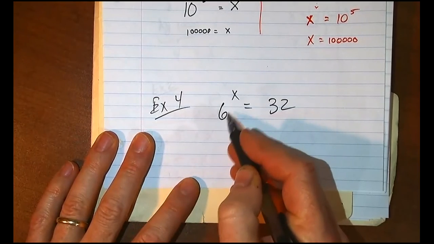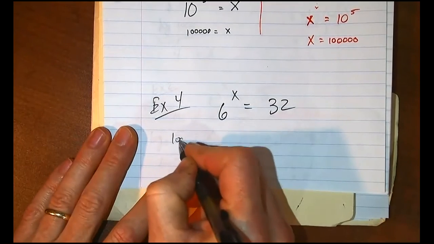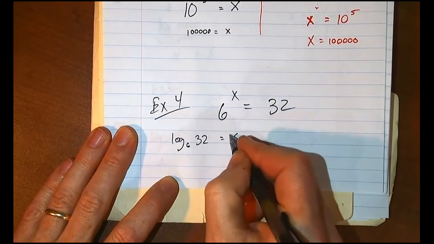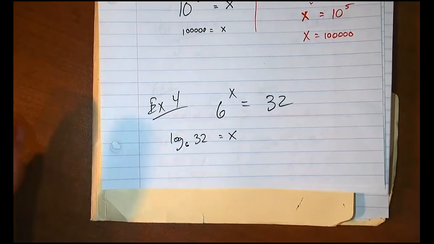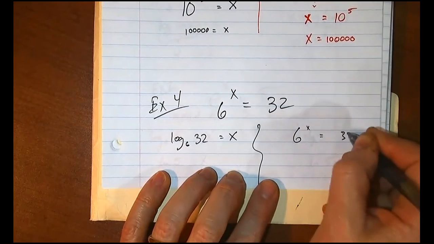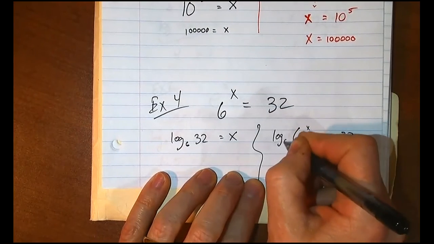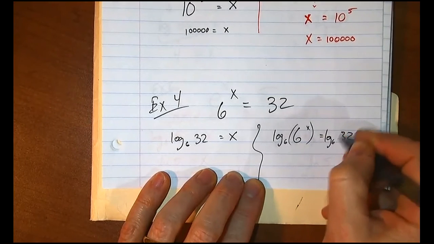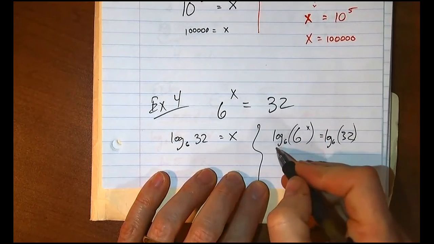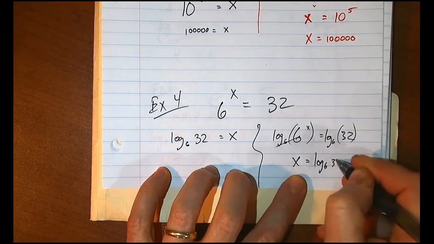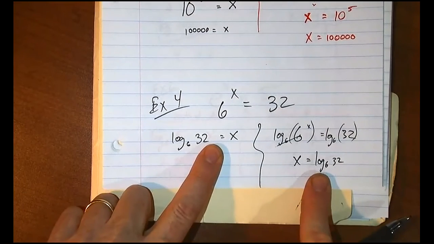So if I do the rewrite, I'm going to have log base 6. My old exponent becomes the answer. So if I do the rewrite, I get that. If I do it using an inverse, I'm going to take the log base 6 of the 2 sides because the bases have to match. Log base 6 of the 2 sides. These are going to cancel. I get x. Over here, I get log base 6 of 32. So no matter which way I do it, I get log base 6 of 32.